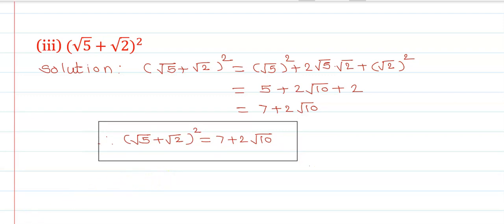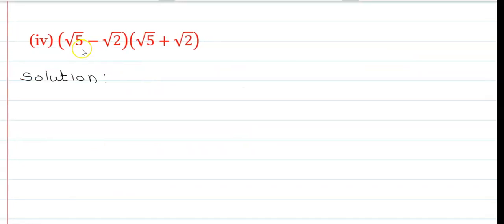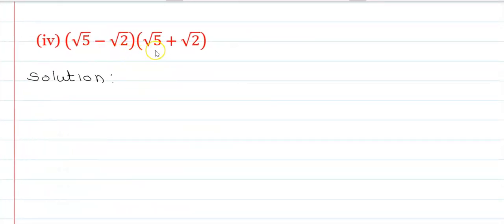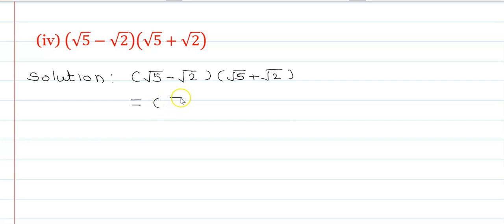Next problem. Again here, in the first bracket root 5 minus root 2, into, in the second bracket root 5 plus root 2. Therefore, their multiplication is root of 5 bracket square minus root 2 bracket square.